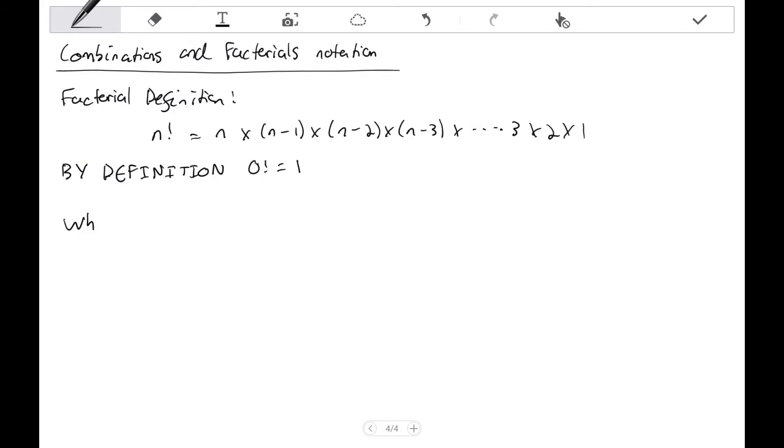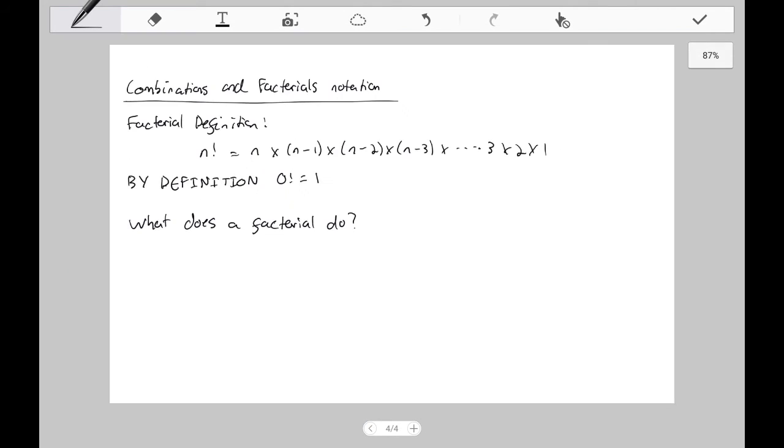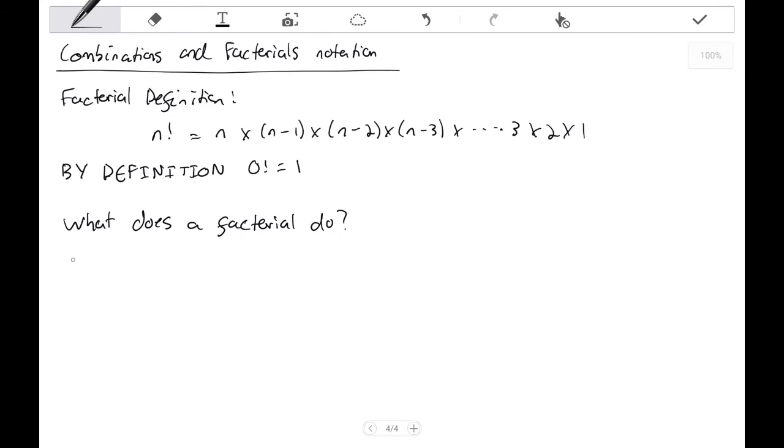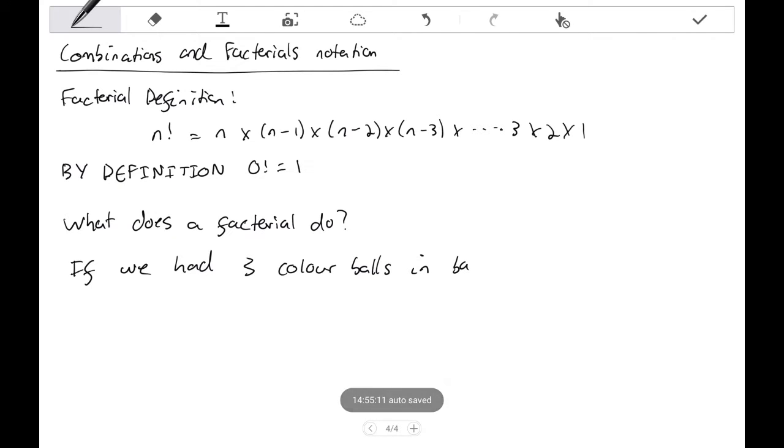Well, what does a factorial do? Let's look at an example to see what a factorial does. Let's say we had 3 colour balls in a bag. We've got a red one, we've got a yellow one, and we've got a green one.